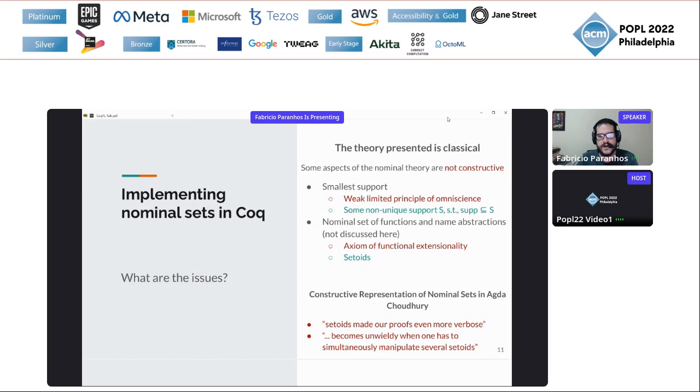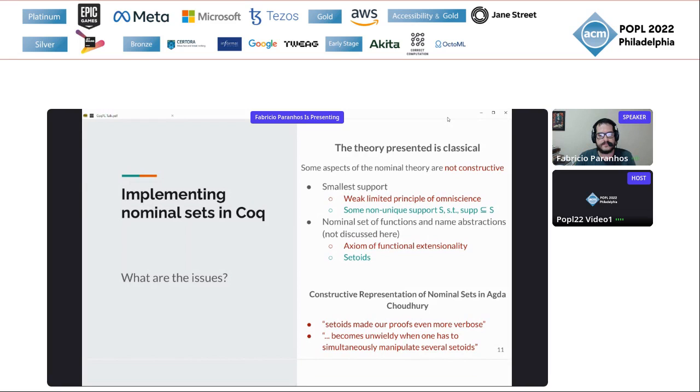The nominal set of functions and name abstractions, which I will not discuss here, is another factor in the implementation of nominal sets. When we try to define the nominal sets of functions in Coq, we need the axiom of functional extensionality to be able to prove properties about the set and the name abstractions. Since we want a fully constructive development, we have to resort to the use of setoids through the whole development.